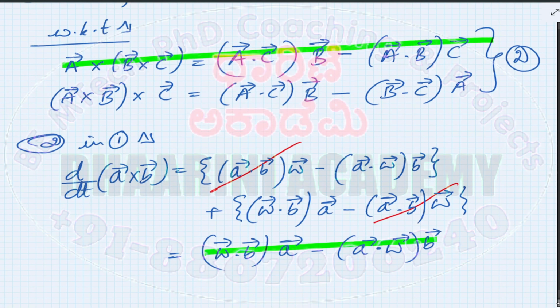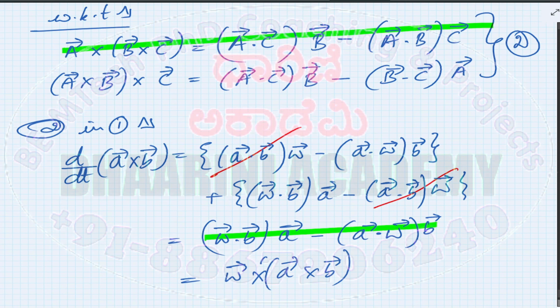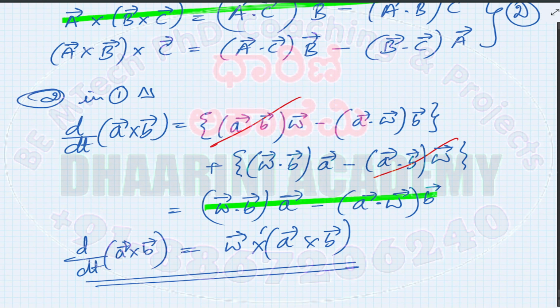So this is equal to, instead of A I have W, so this is W vector cross, instead of B I have A, so this is A vector cross B vector. So on the left hand side I have d by dt of vector A cross vector B is this. Just see, this is what has been asked and we got the answer. Please verify this, and if you have any doubt, let me know.